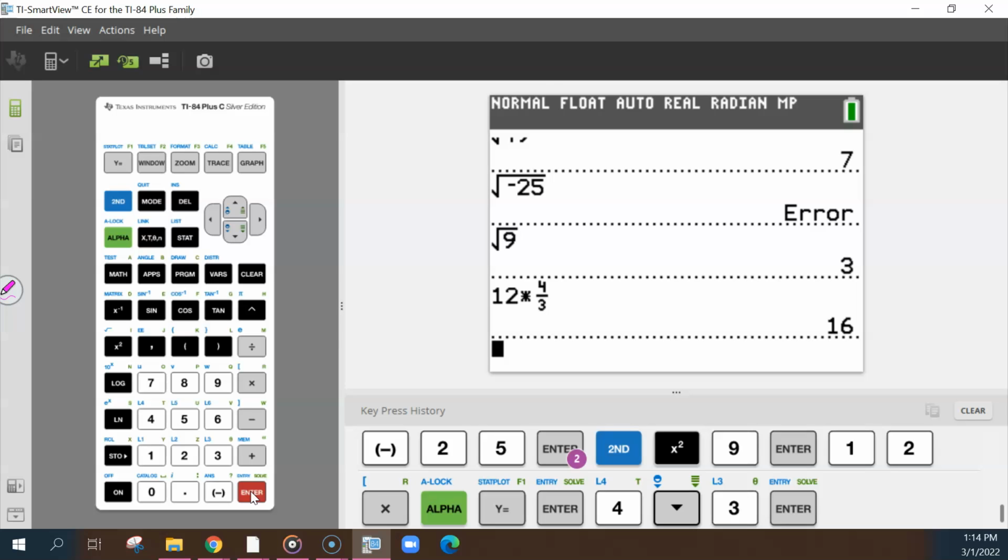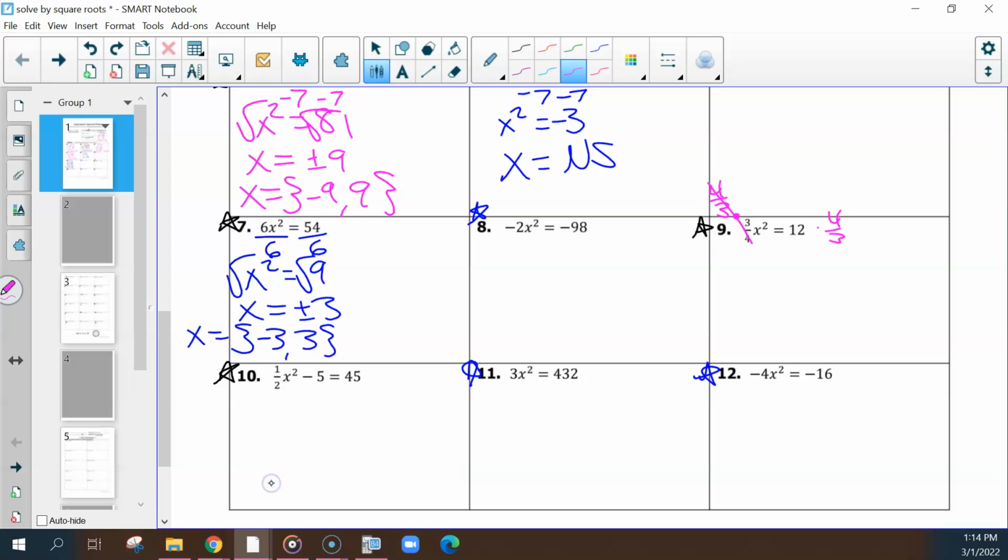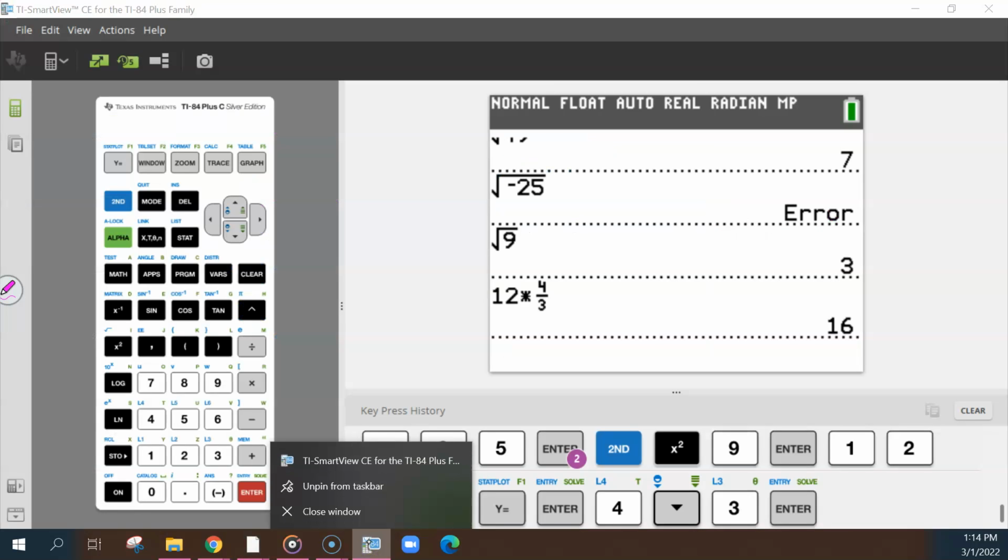Wait, on which part? When you multiply by 4/3, you have to do it to the other side too, to multiply it on both sides. We didn't add it, we multiplied it. Oh. And then what did you get after? 16. Oh.